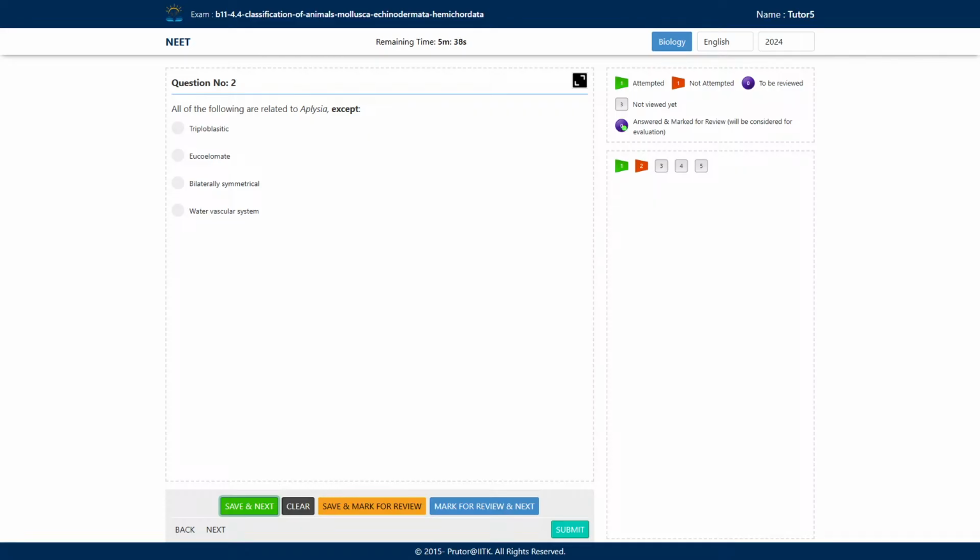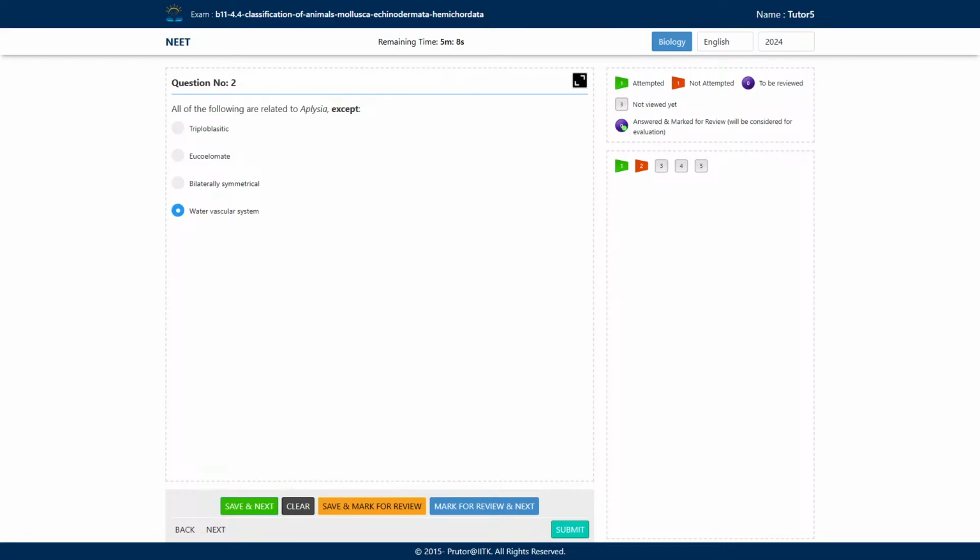Let's have a look at the answer. The correct answer here is option D, the water vascular system. Things related to Asterias are triploblastic, eucoelomate, and bilateral symmetry. So option D is the correct answer here.